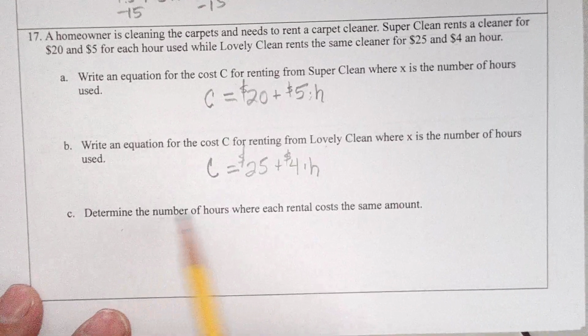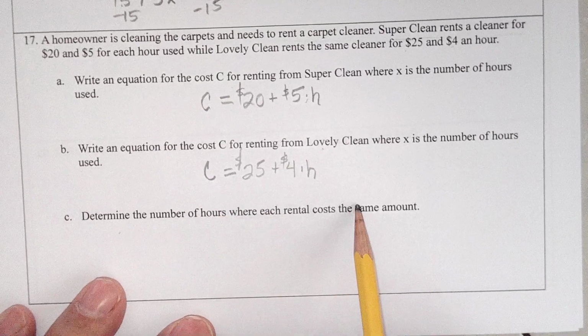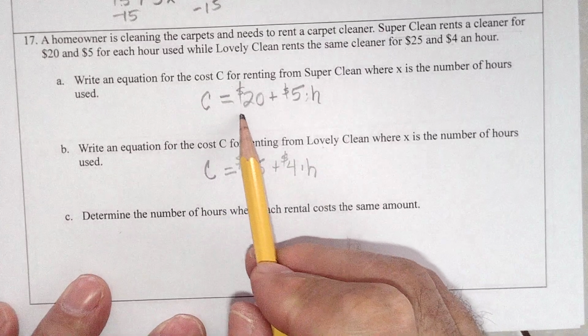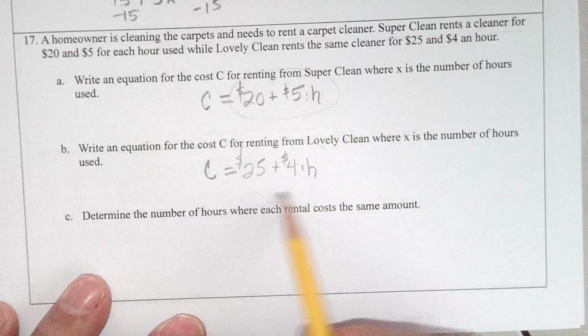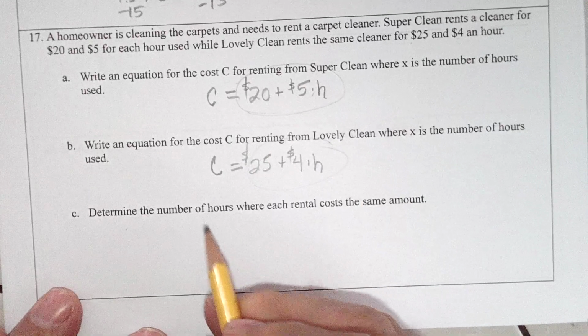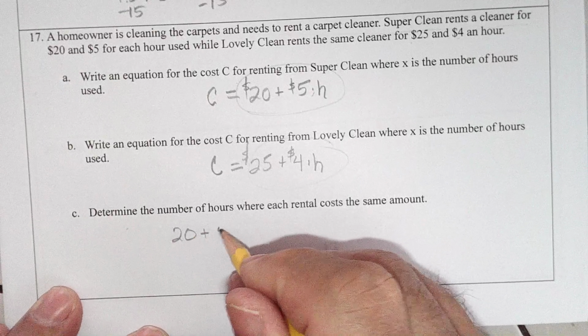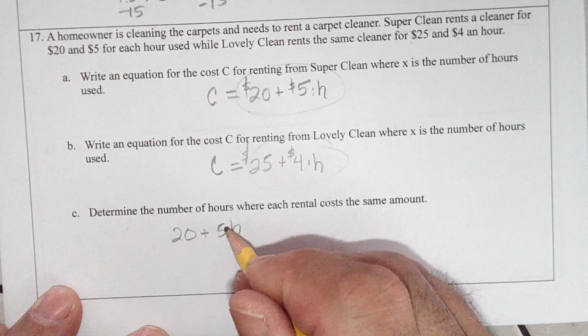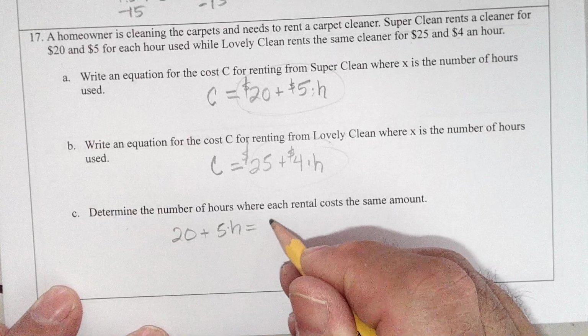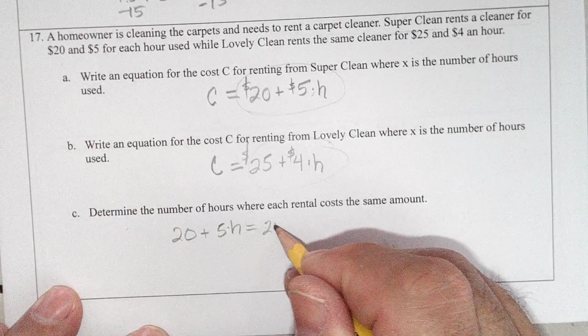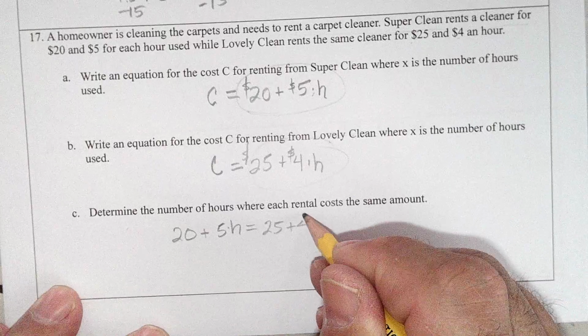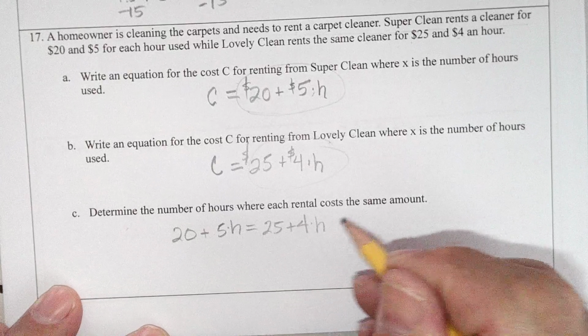So it says determine the number of hours when each rental cost is the same. So we want to know when this equals this. So we'll write that. 20 plus 5 times the number of hours equals 25 plus 4 times the number of hours.